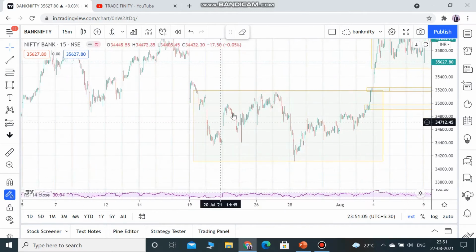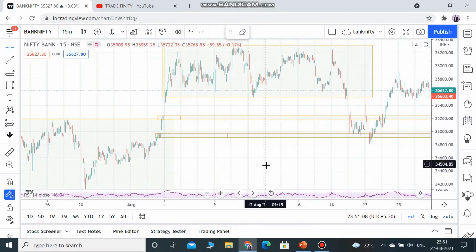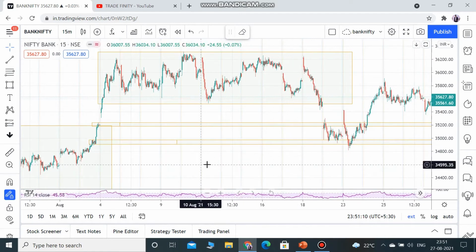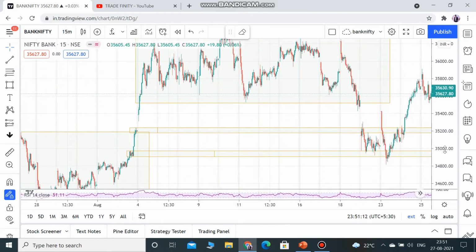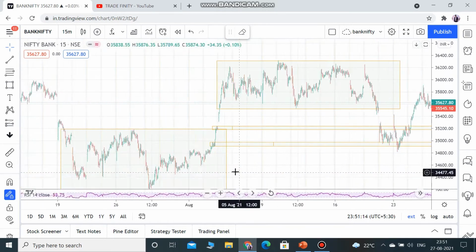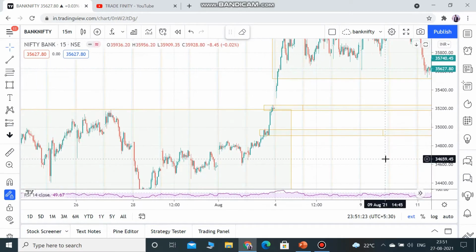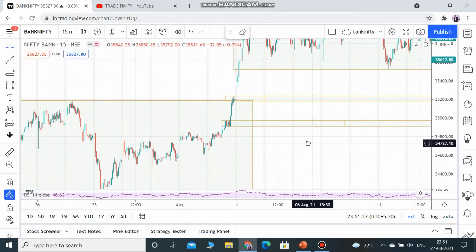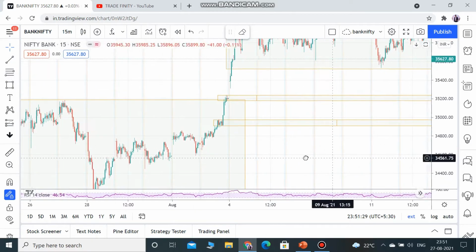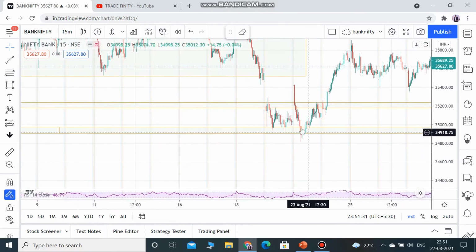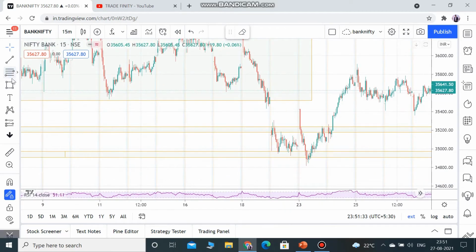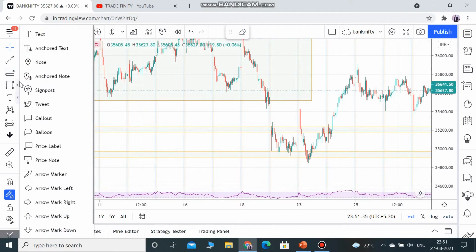So basically it moved from this box, and then whenever it comes back, where do you think it will take support? Obviously it has to take support from here, because this is the place where many buyers were seen. The sellers turned into buyers. So basically this particular zone will become my support zone.